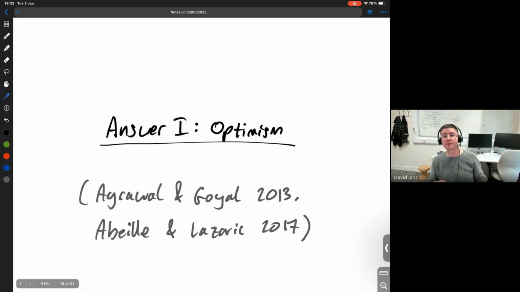So the first answer for why Thompson sampling works, this is the classical answer from Agrawal and Goyal, and Abeille and Lazaric. It's via optimism. Optimism is a tool we know well from bandits. So to me, these proofs are essentially taking a hammer that we know well and modifying the Thompson sampling algorithm until it fits that hammer.